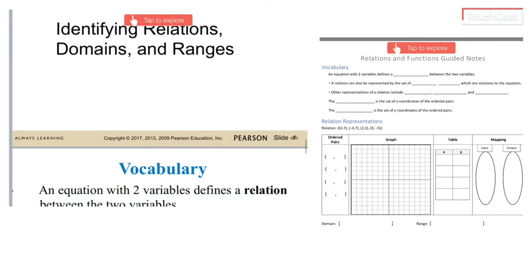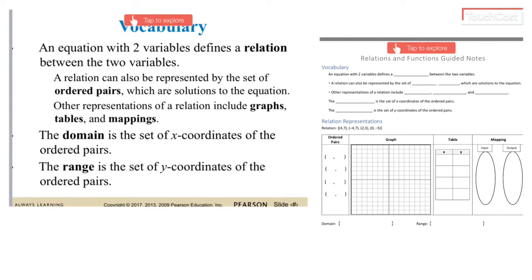and ranges. So here's some vocabulary, and notice that the guided notes section starts with a vocabulary section. So we have that an equation with two variables defines a relation between two variables. So we're saying, okay, they've got some kind of relationship, and we can find that by inputting x's and getting out y values. A relation can be represented by an ordered pair, and it can also be represented by different types, so like graphs, see that here, tables, and mappings. And so we're going to talk about each one of those.